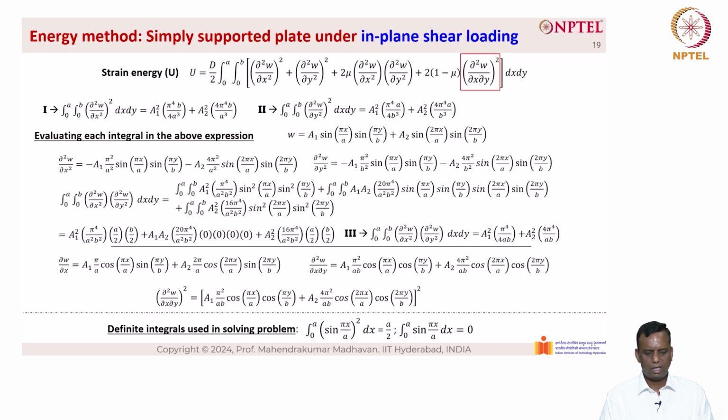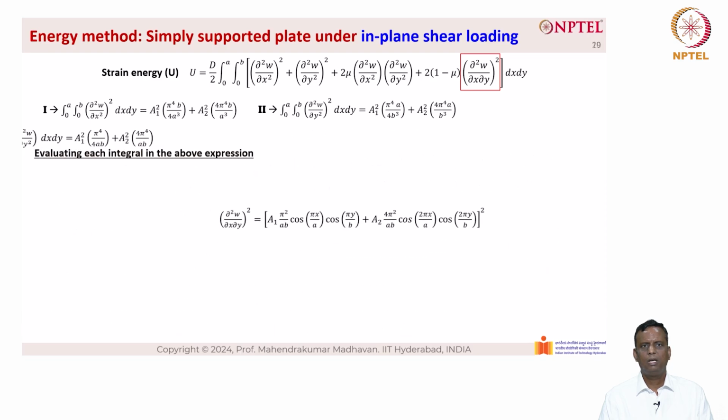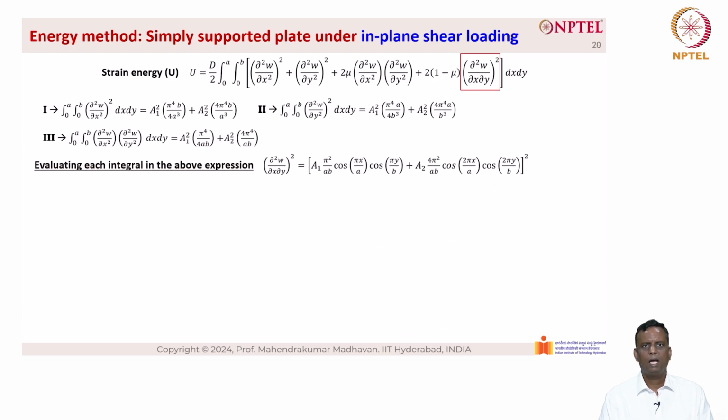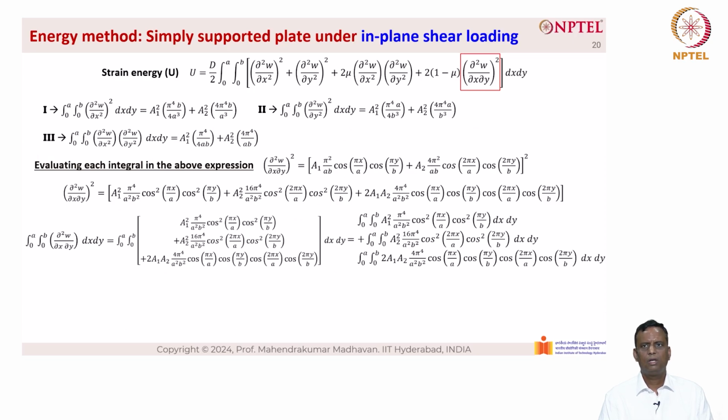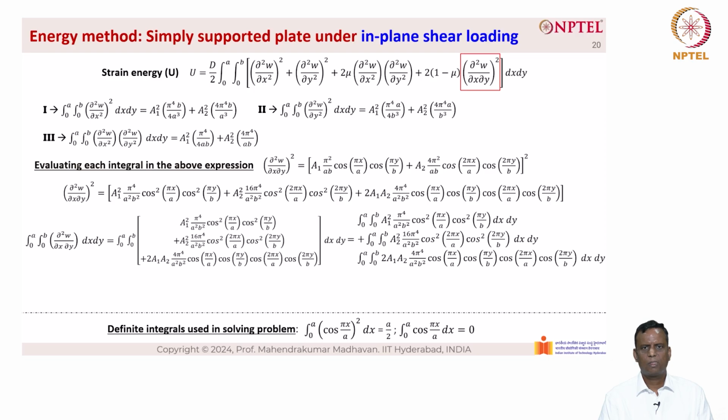When we square it, we have a1 into pi square divided by ab into cos(pi x by a) into cos(pi y by b) plus a2 into 4 pi square by ab into cos(2 pi x by a) into cos(2 pi y by b), the whole square. Now we use the term (a plus b) the whole square equals a square plus b square plus 2ab by squaring it, and we get a much bigger equation, as you can see on the picture. And when we substitute the definite integral values, we can solve this further, and we have this equation finalized.